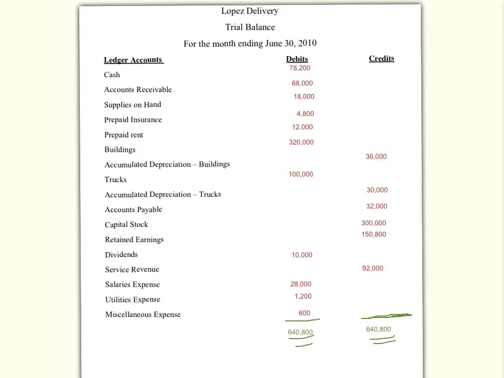So the next step now is to recognize that some of these expenses or assets have to be adjusted, and some of the expenses increase. We must recognize accrued revenue and accrued expenses. So that's the next step.